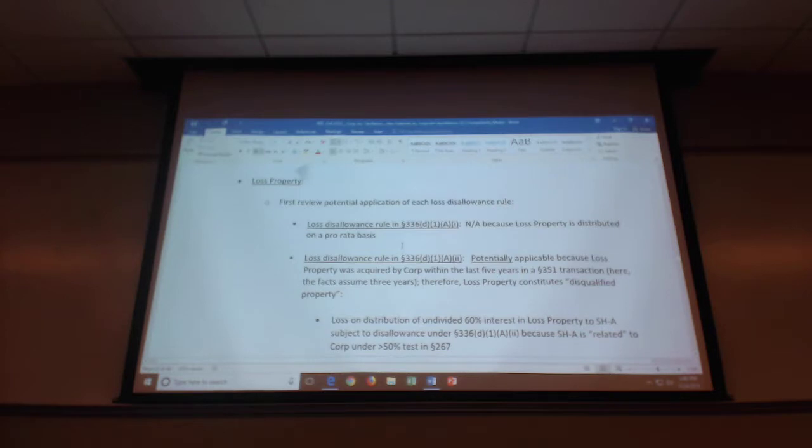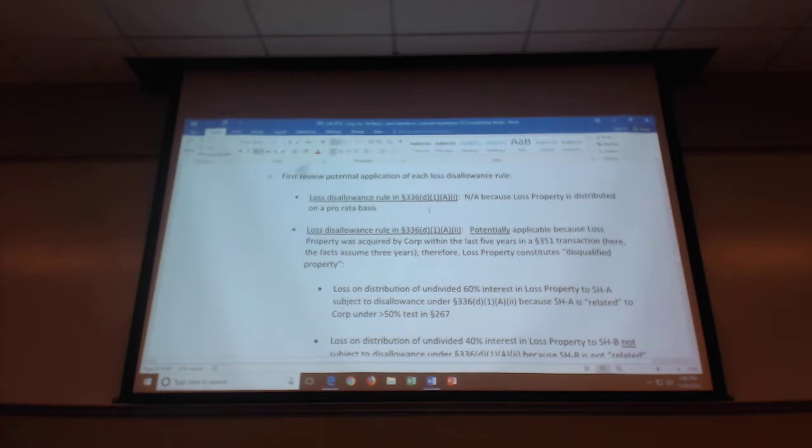And you look at the lost property, and you have to look at the facts carefully. The first loss disallowance rule, which ordinarily might kick in if there were a non-pro rata distribution to a related party, doesn't apply because we're assuming that the lost property is distributed on a pro rata basis. So we can cross that off our list.